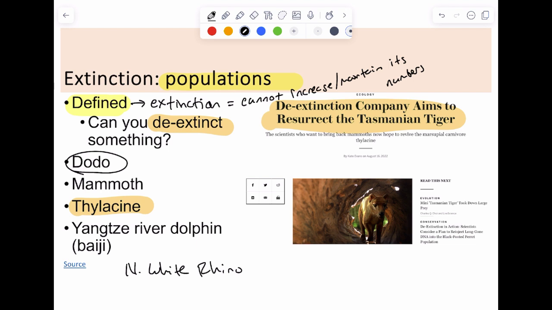What's the closest relative to the dodo? Pigeons. Pigeons are the closest relative because dodos are pigeons. They're large, stupid, flightless pigeons. But we know of other large, stupid, flightless pigeons. So people are trying. One that people are also definitely trying is the mammoth.